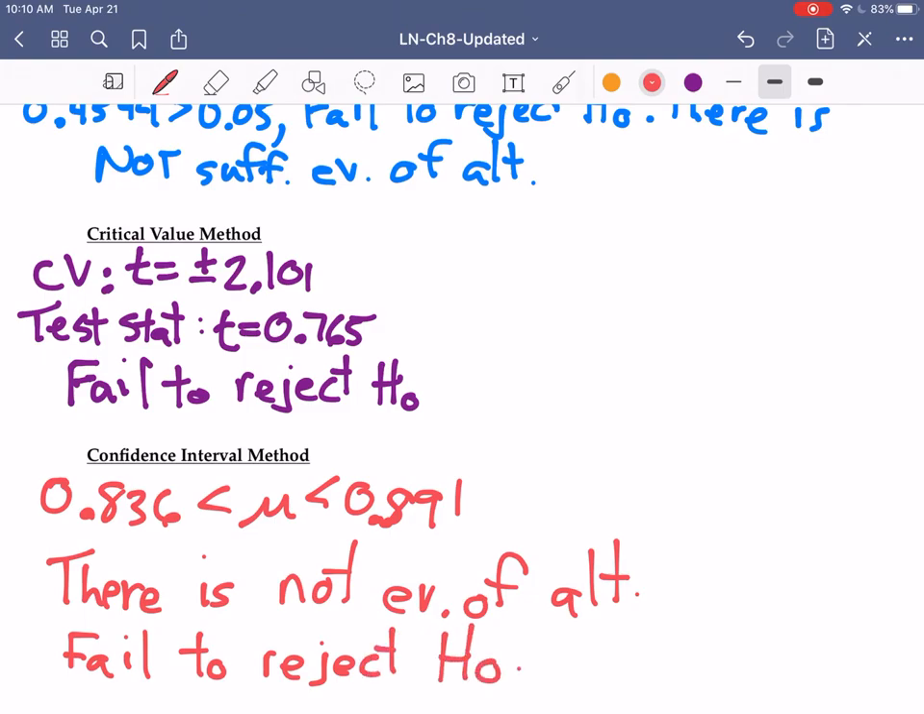All right, next time we're going to take a look at what happens when we know the value of the population standard deviation.